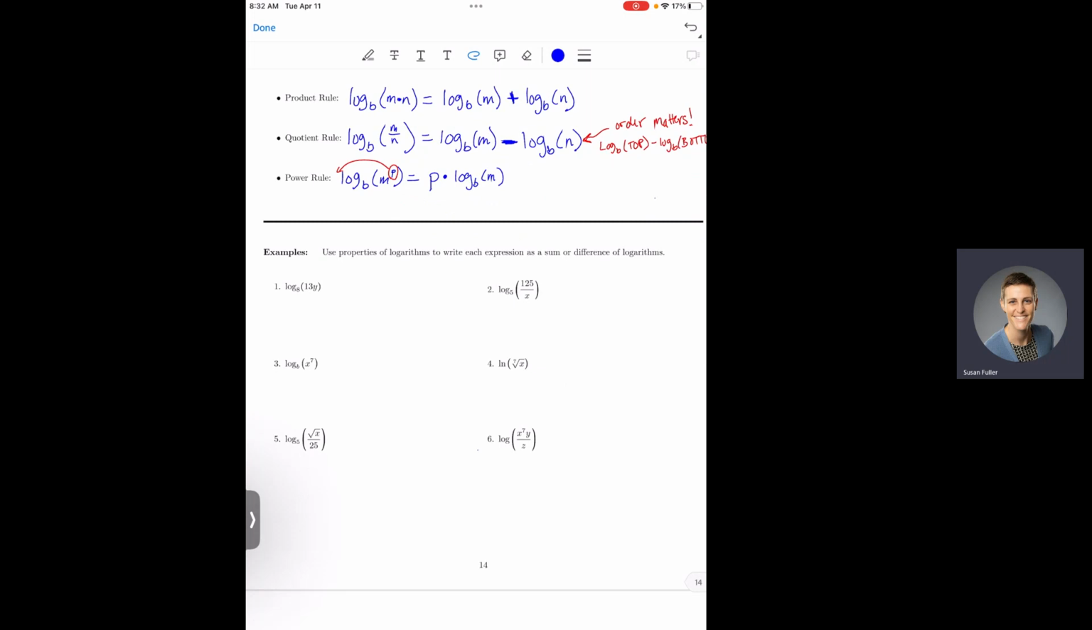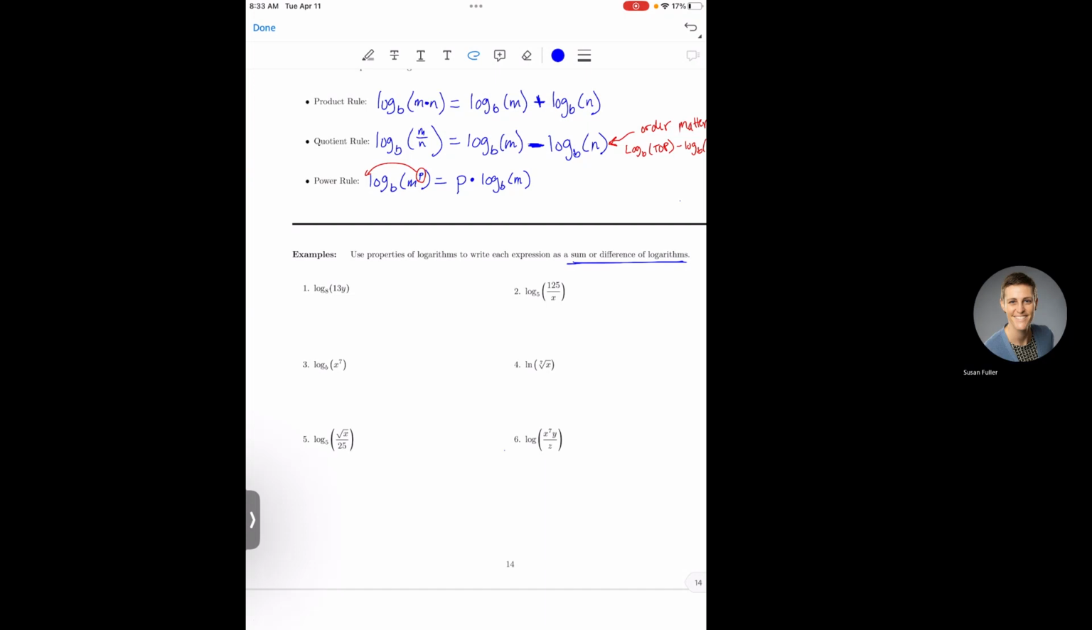So we want to use these properties of logarithms to write each expression as a sum or difference of logarithms. So we have a single logarithm, and inside is complicated stuff, and we want to try to simplify it to a bunch of logs being added or subtracted. So in number one here, log base 8 of 13y. What operation is happening inside the logarithm here? It's multiplication, right? The 13 and the y are being multiplied. That's 13 times y.